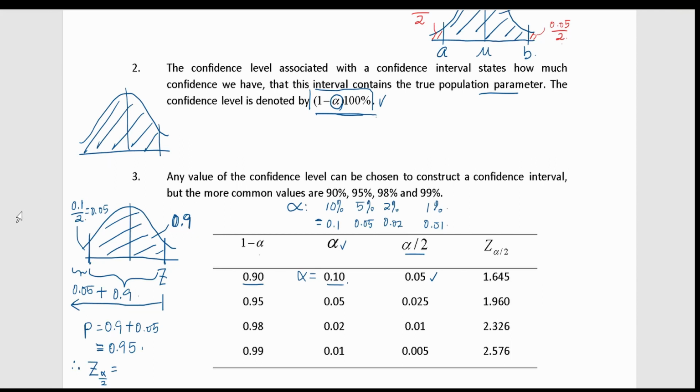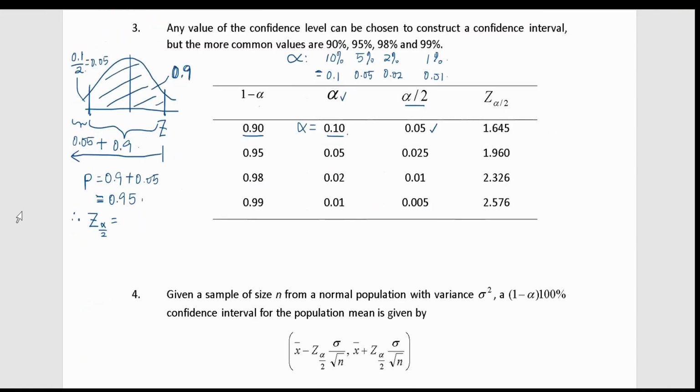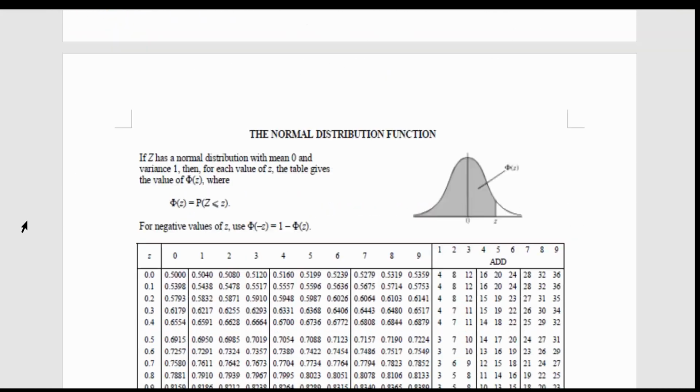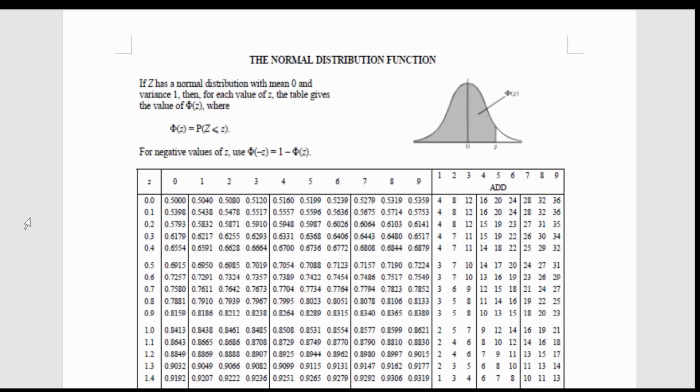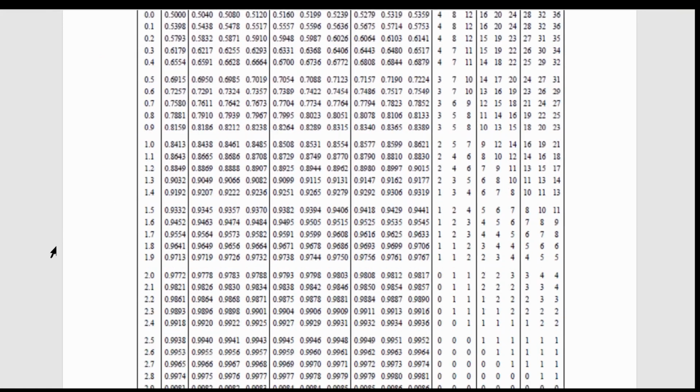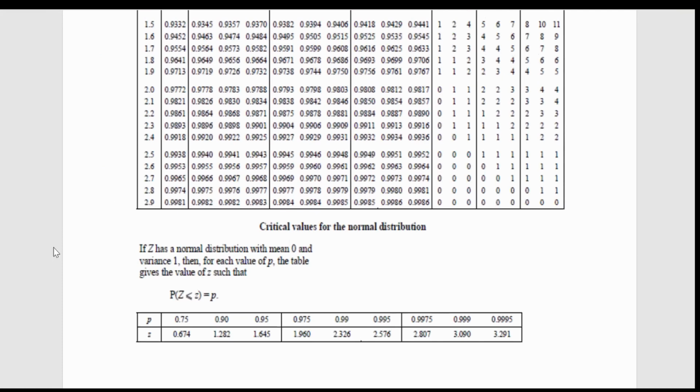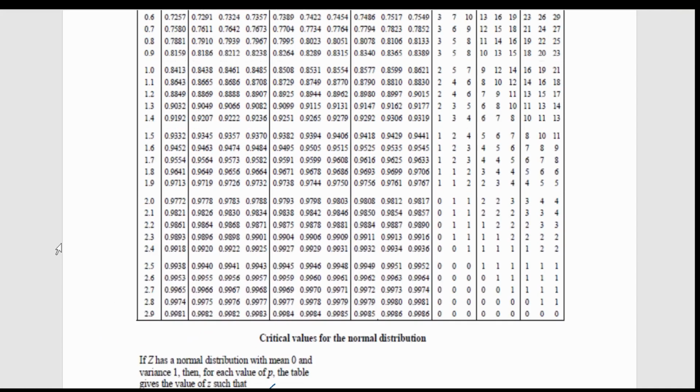How do we get the z-score from the table? Let me scroll down first to show you the table. You can get this from the MF19, the formula booklet. To find this value, scroll down further to the smaller table below. P is the probability, and the z-score is what we need. When we have 0.95, the corresponding z-score is 1.645. That is what we found.